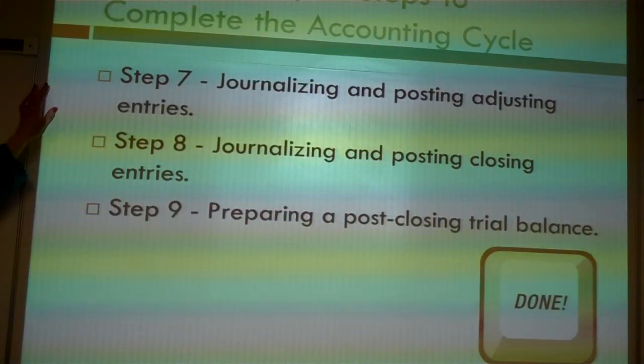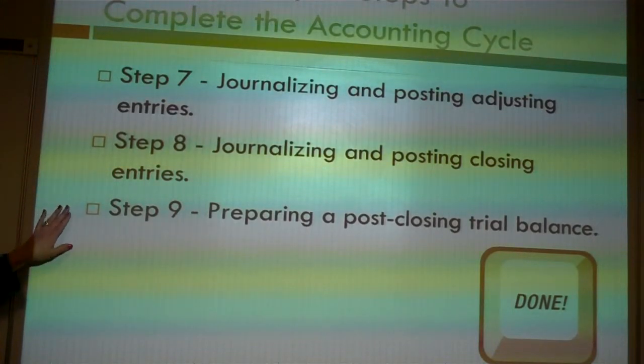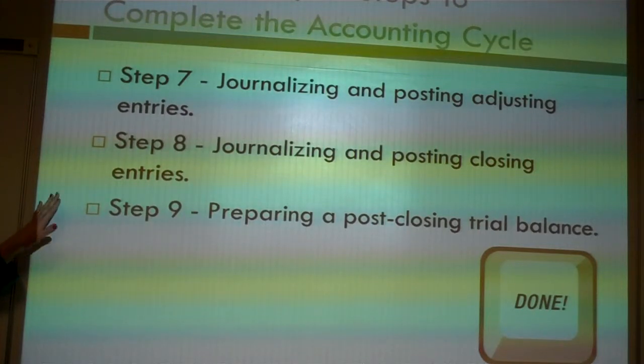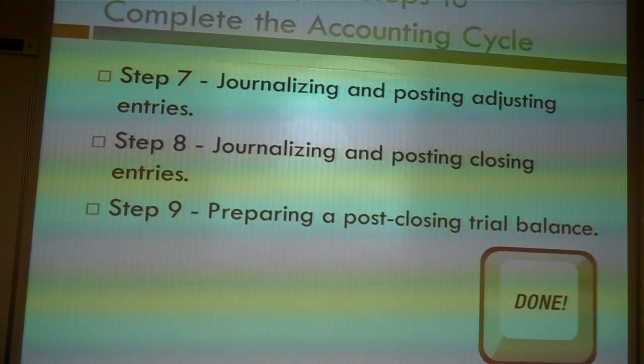Here's what we're doing next: journalizing and posting the adjusting entries. Step 8, possibly today, journalizing and posting the closing entries, and then our last step, prepare the post-closing trial balance. We are preparing our ledger accounts to start the new fiscal period. In this book, it could be a month, but usually it's preparing it for the next year.